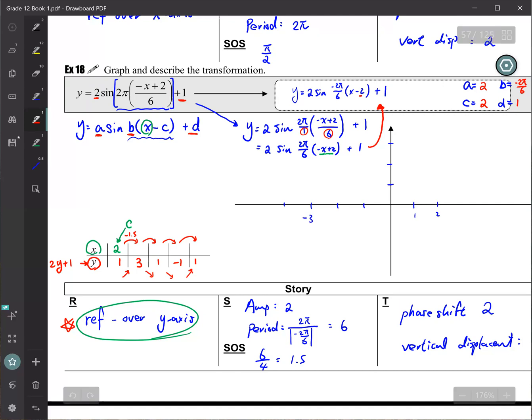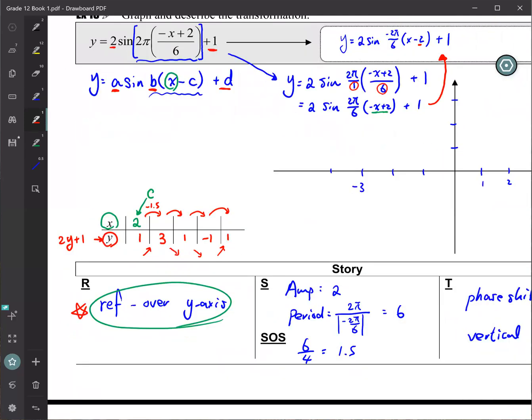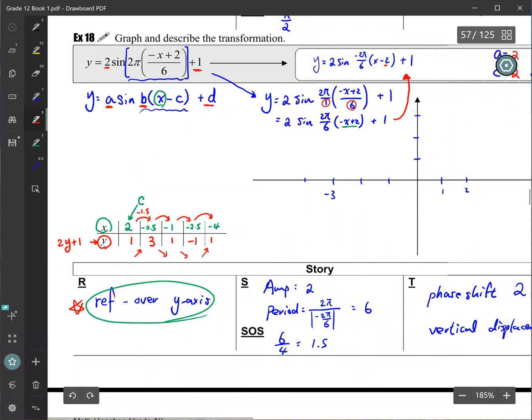Okay, so Kelly, can you tell us your x values? 2, 0.5, -1, -2.5, and -4. Perfect. Okay, so that's the new x values. It should get smaller and smaller, so your points will be heading left. Please raise your hand if you finish the picture.